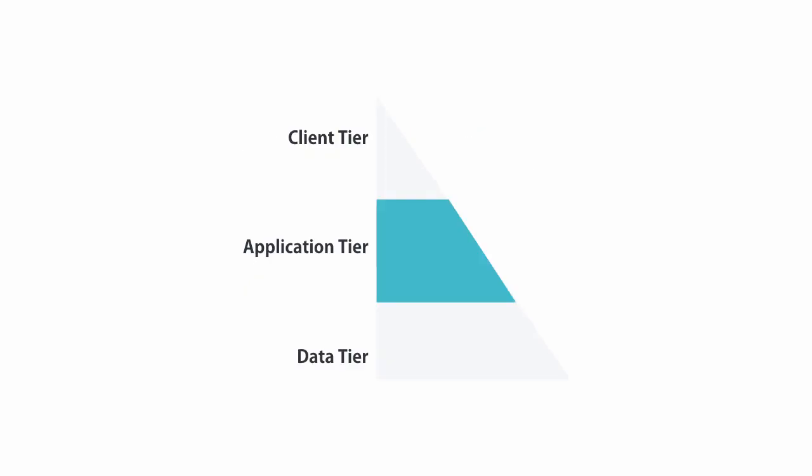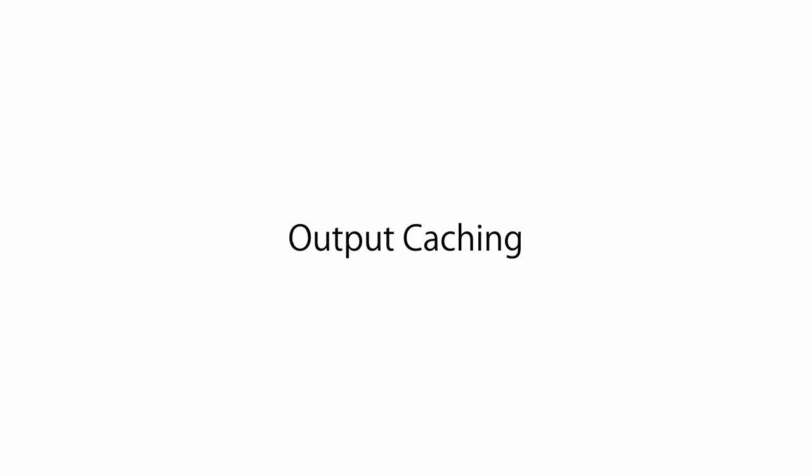So assuming that our database schema and our queries are in the right shape and form, we're going to transition to the application or middle tier. There are a number of techniques we can use to optimize this tier. One that gives us the most gain is output caching.